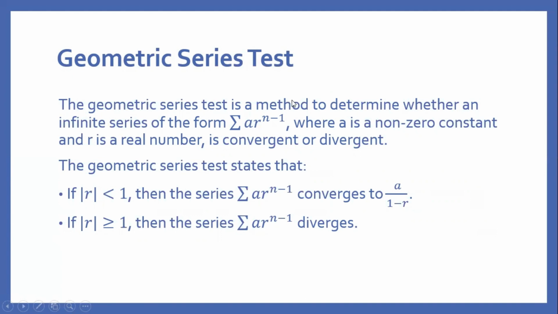So sa geometric series naman, ito lang naman yung kanyang palatandaan o yung mga conditions. If the absolute of r is less than 1, yung summation na ito is convergence to a over 1 minus r. The rest, kapag greater than or equal sa 1, divergence siya. Yung P-series and geometric series test, yan yung gagamitin natin kapag ma-identify natin if the series is absolutely or conditionally convergent.